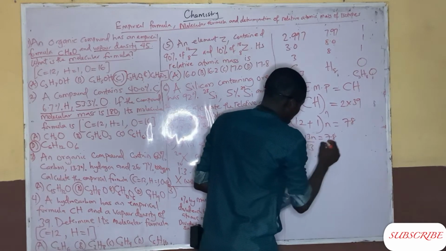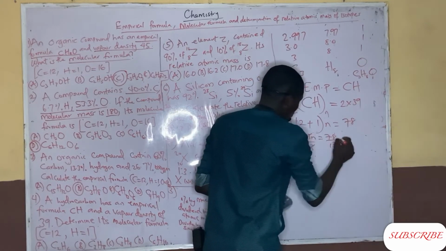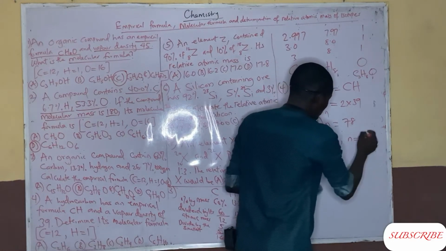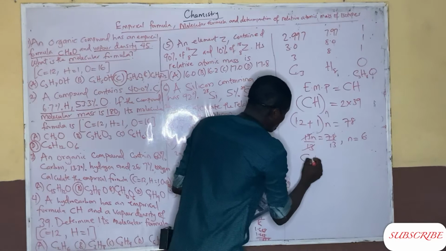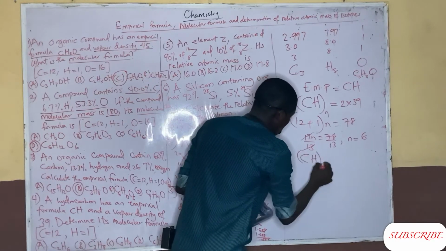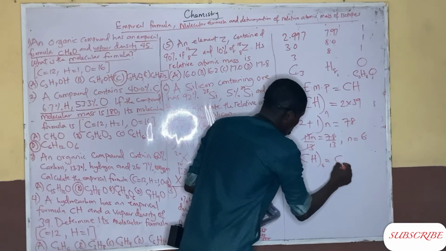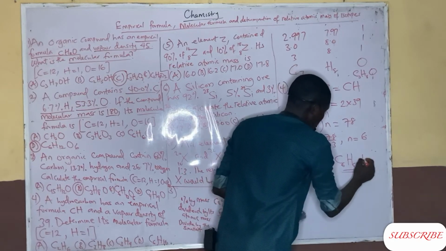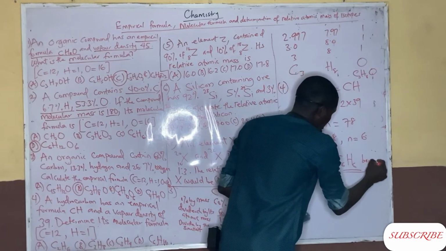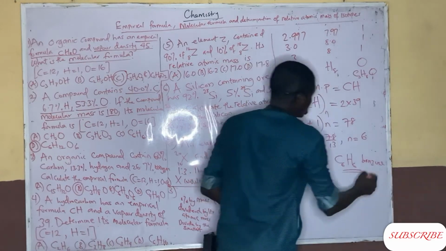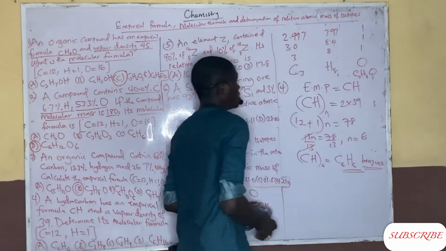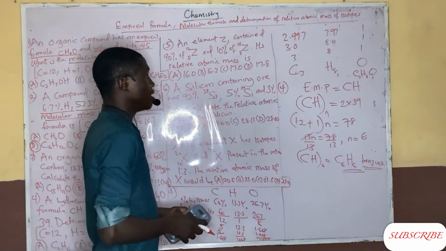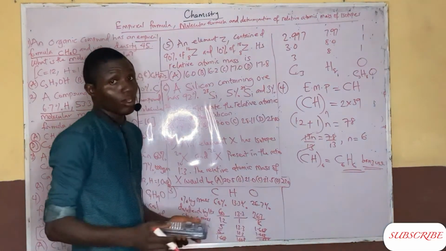We divide by 13. So n is equal to 78 divided by 13, which is equal to 6. So this one is going to be (CH) to the power 6, which is C6H6. It is benzene. So that is benzene. All those compounds that we have been doing, as for the names, we are not asked to name them.